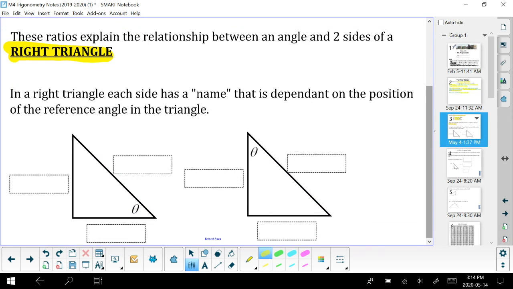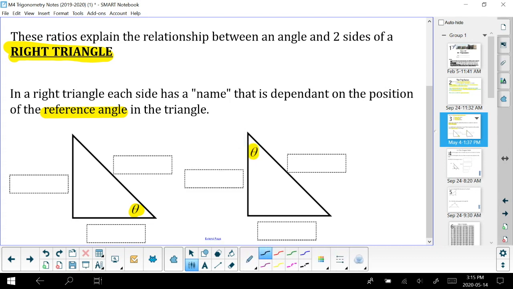Now, in a right triangle, each side has some sort of name that's going to be dependent on the position of what we call a reference angle in this triangle. Now, the reference angle, we can think of it as which part of the triangle that you're looking at the rest of the triangle from. Now, in these two particular examples, we have our reference angle here and right here.